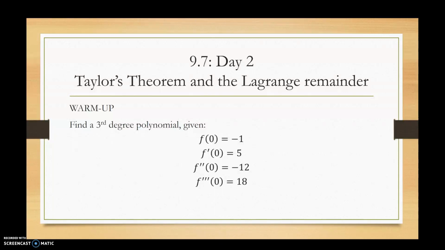Okay, so 9-7, day 2, Taylor's theorem and the Lagrange remainder. So pause the video, work on this for me, find a third-degree polynomial given this information. The value of the function is -1, the derivative of the function at 0 is 5, the second derivative at 0, and the third derivative's value.